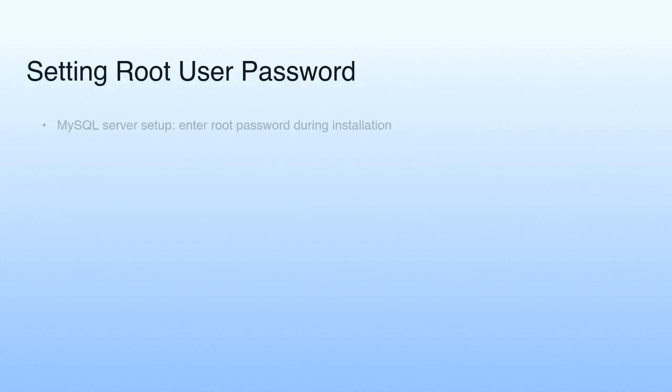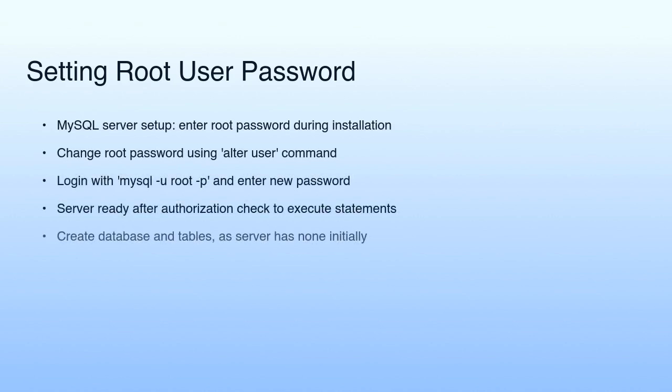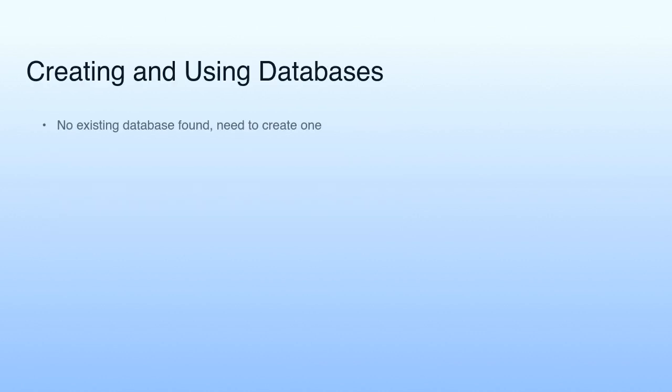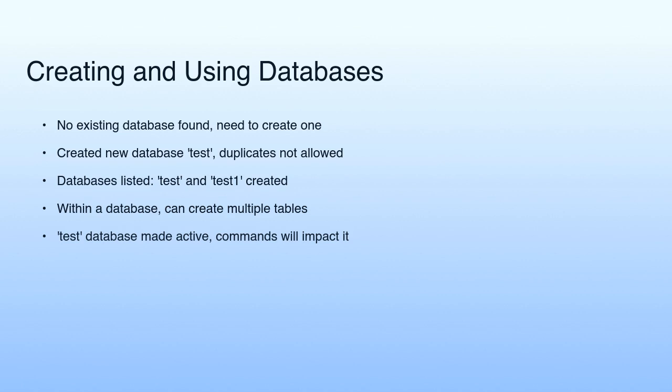With the server installed, the next crucial step is to set the root user password, either during installation or by executing the ALTER USER command followed by authentication using mysql -u root -p and entering the new password. Initially, no databases exist, so a new one named test is created along with an additional test1 database.